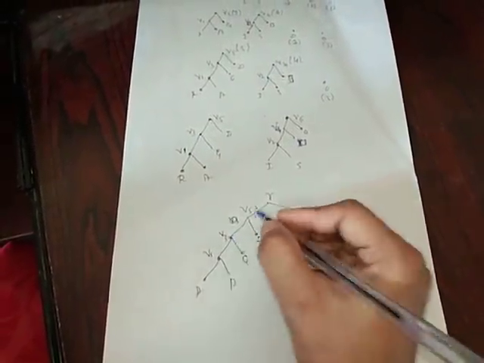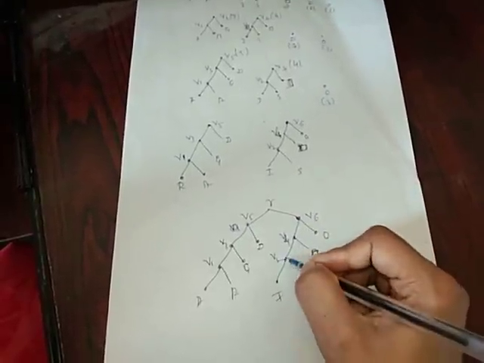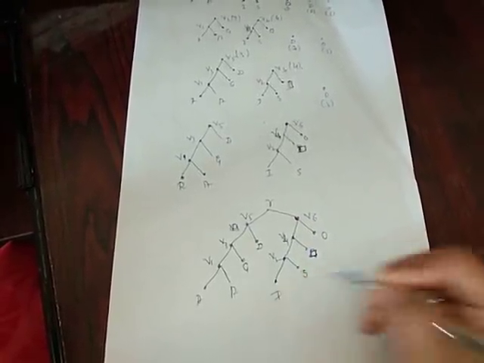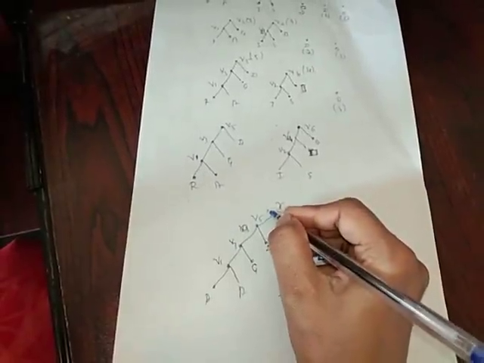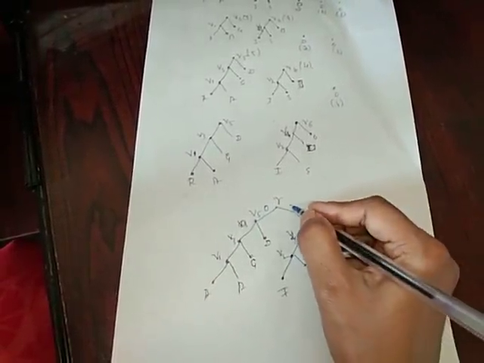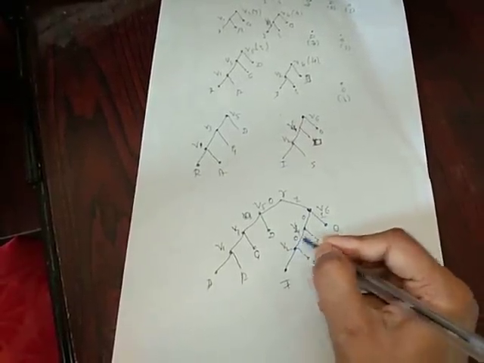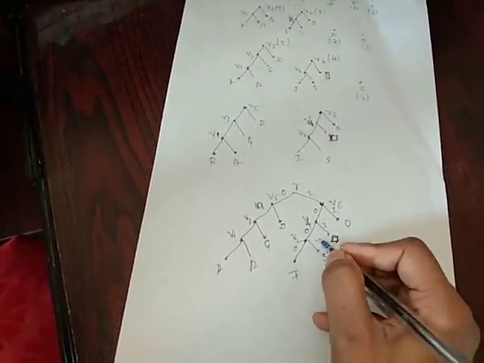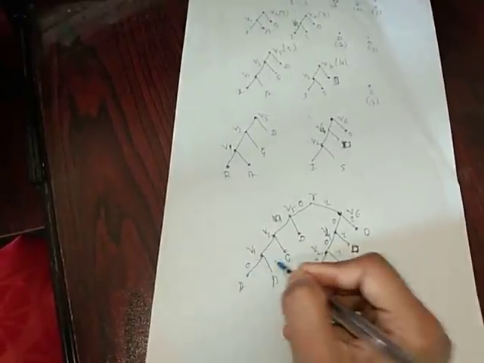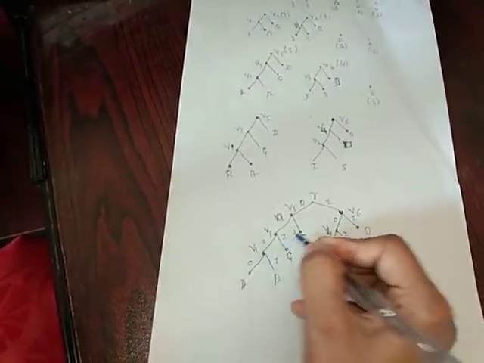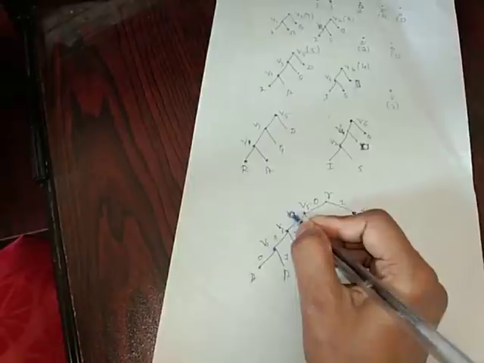Now we have to assign a prefix code for this optimal tree. Left side edge is 0, right side edge is 1. Left side 0, right side 1, and likewise for every branch.